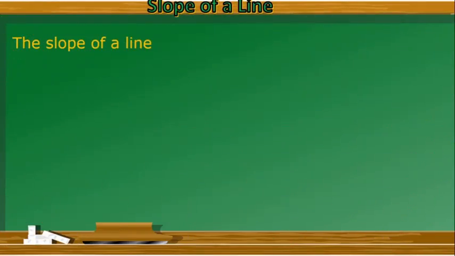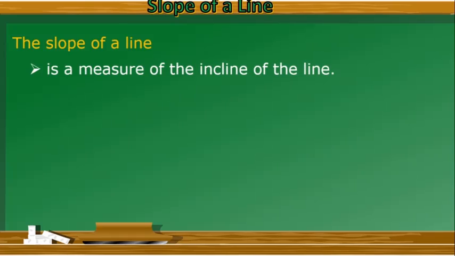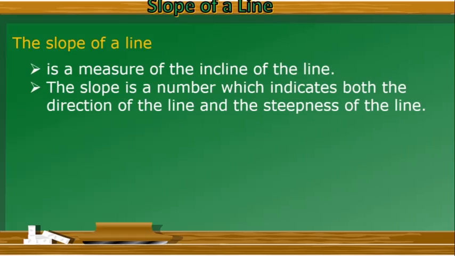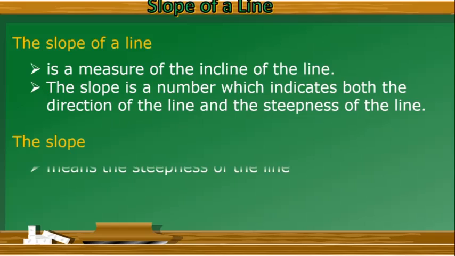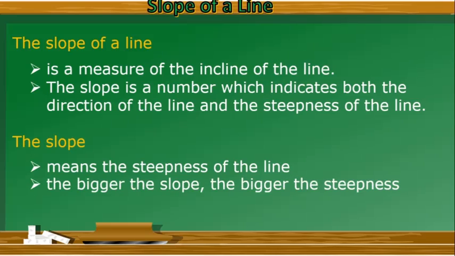The slope of a line is a measure of the incline of the line. The slope is a number which indicates both the direction of the line and the steepness of the line. The slope means the steepness of a line. The bigger the slope, the bigger the steepness.